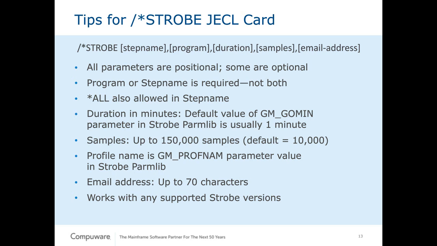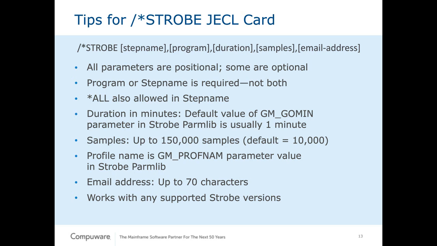The maximum that you can do is 150,000 samples. The default is 10,000, and 10,000 is generally a pretty good number. Another parmlib will indicate how the profile gets named. And then the email address, you can have up to 70 characters in that. And certainly you want to use that because that'll send that email to you with the links into that profile. And this works with any supported Strobe versions.